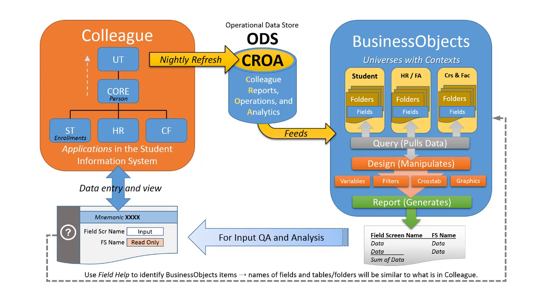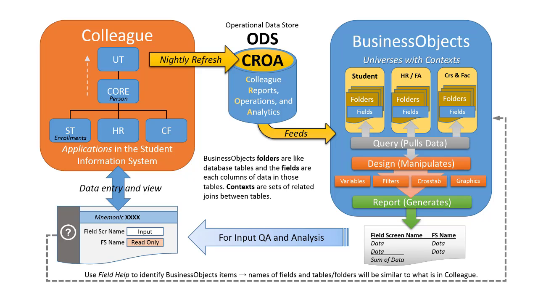Think of Business Objects folders as if they were tables in a database, and the listed items are fields in that table. You are pulling the data elements, the cells, to work with in your report.